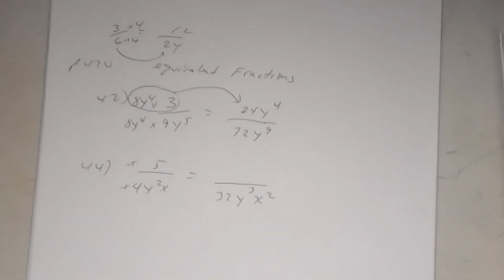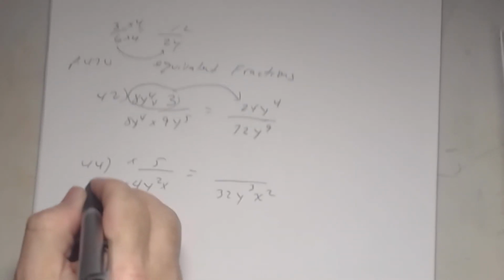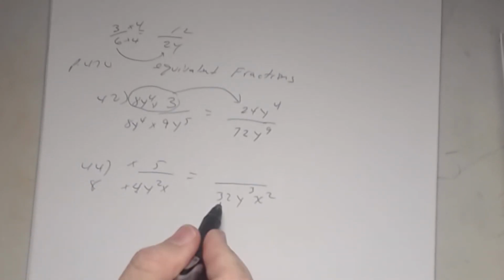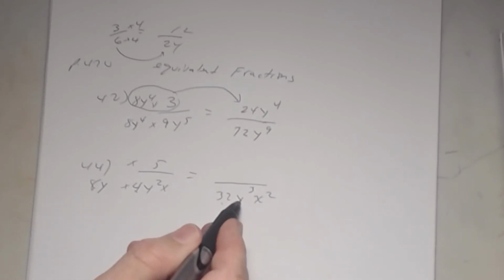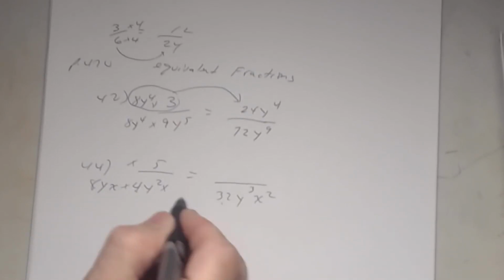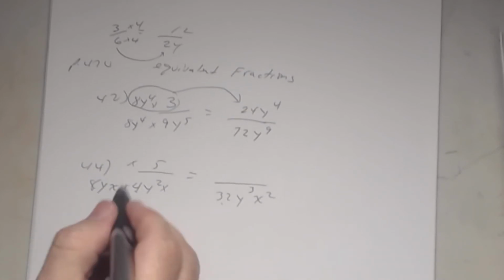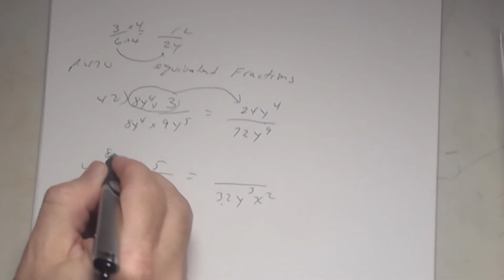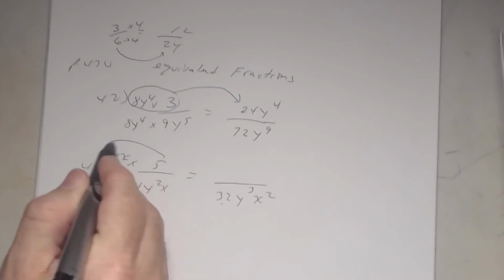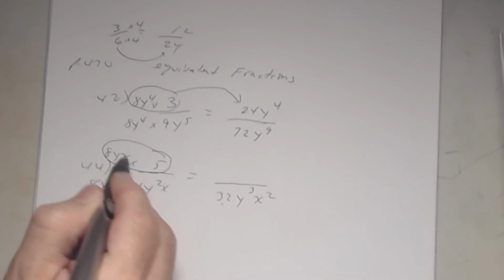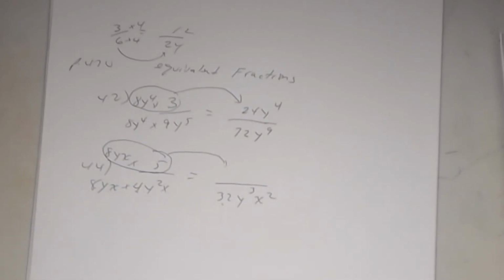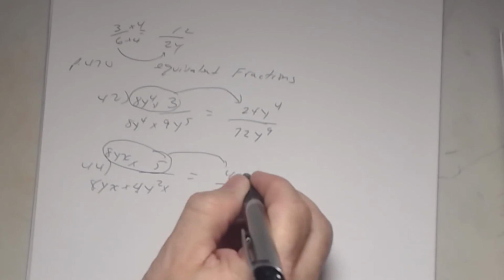8yx. Because look, 8 times 4 is what? y times y squared is y cubed. x times x is x squared. All right, but what I do to the denominator, I have to do to the numerator. 5 times 8yx is 40yx. And whatever this product is, that's what you put here. So it's 40yx.